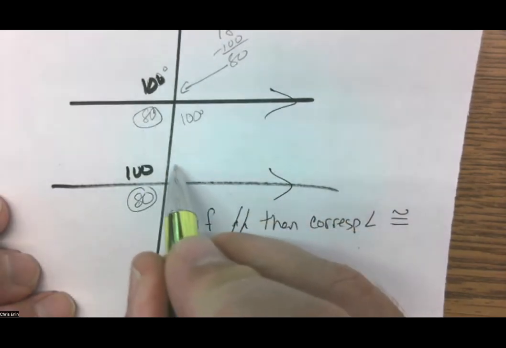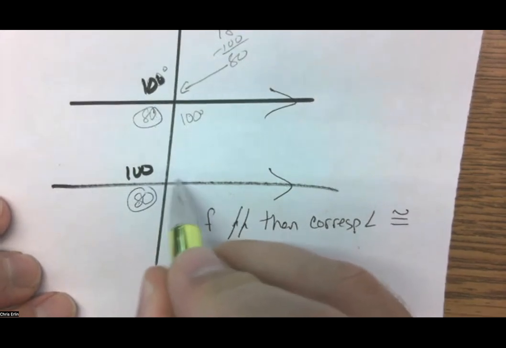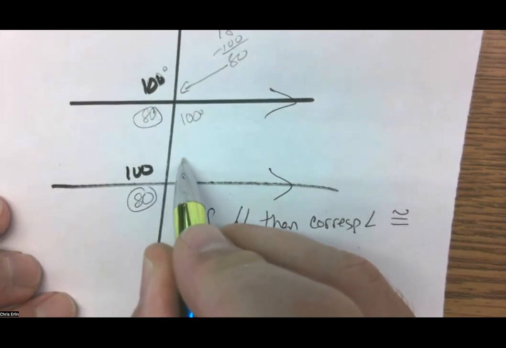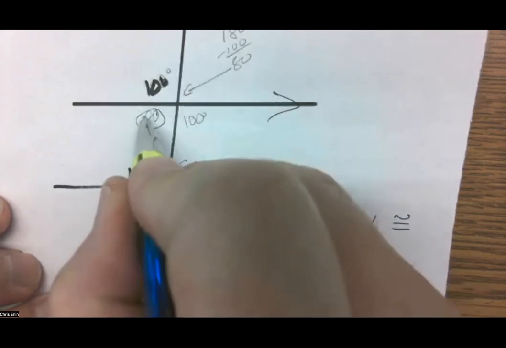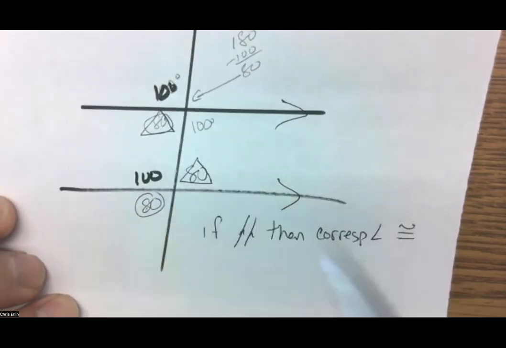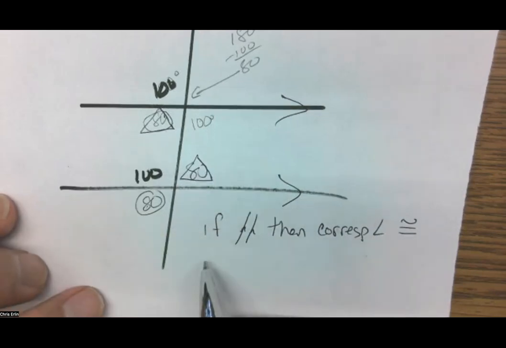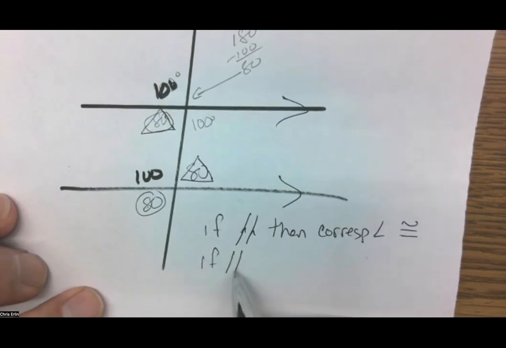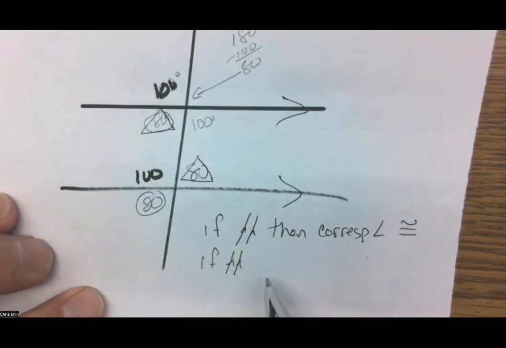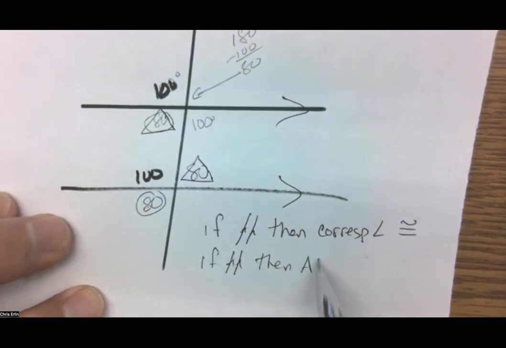But what if I figured out this angle? How big is this angle? 80 again. And what do you notice about these two angles? They're congruent. And what's their named pair relationship? They're not corresponding. Alternate interior. And so what we're going to prove, not today, next class, or Tuesday, Wednesday, is that if the lines are parallel, then alternate interior angles are also congruent.